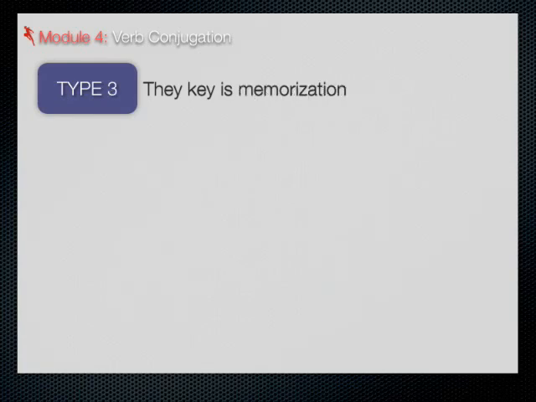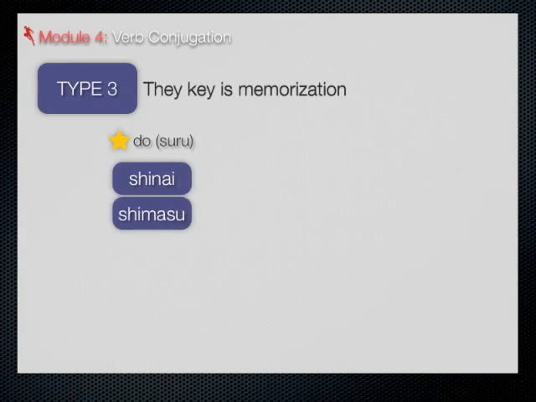So the last one are the type 3 verbs, and I hate to say it, but the key to this one is just memorization. But luckily, there are only 2 that you really need to memorize. So let's start with the first one, to do, which is suru. So the negative form of suru is shinai. The formal form of to do is shimasu.